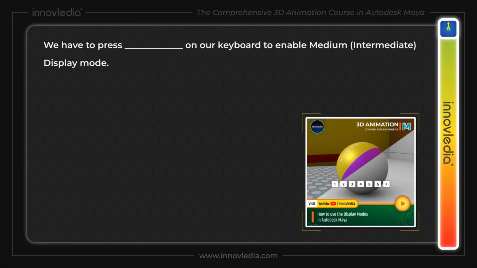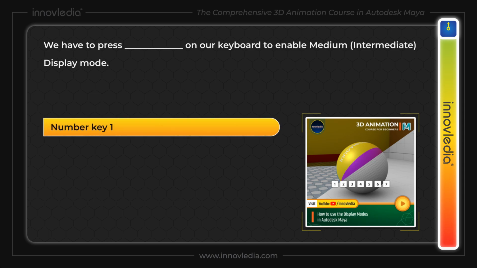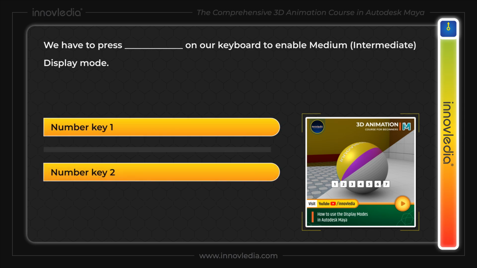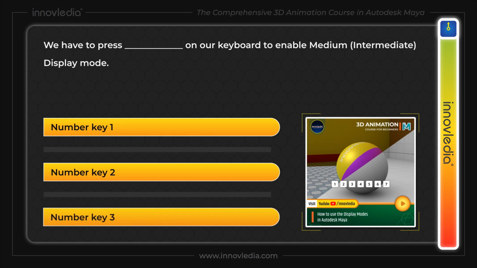We have to press dash on our keyboard to enable medium or intermediate display mode. The options are number key 1, number key 2, number key 3. Your time starts now. And the correct answer is number key 2.